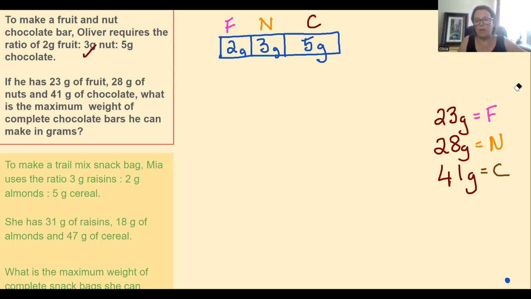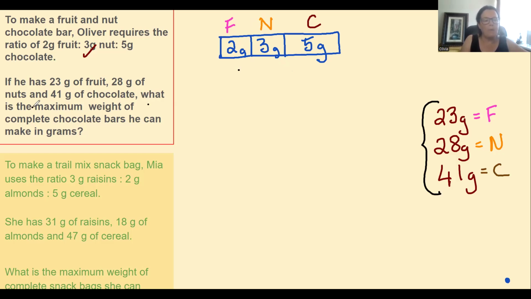So let's just go over that little bit again. If Oliver wants to make one bar, he needs 2 grams of fruit, 3 grams of nut, 5 grams of chocolate. Oliver actually has a lot more than that. He's got 23 grams of fruit, 28 grams of nuts, and 41 grams of chocolate. So that means he can make more than one bar. But if he makes more than one bar, he has to have the same ratio. So for every 2 grams of fruit, he uses 3 grams of nuts and 5 grams of chocolate. That's fine.